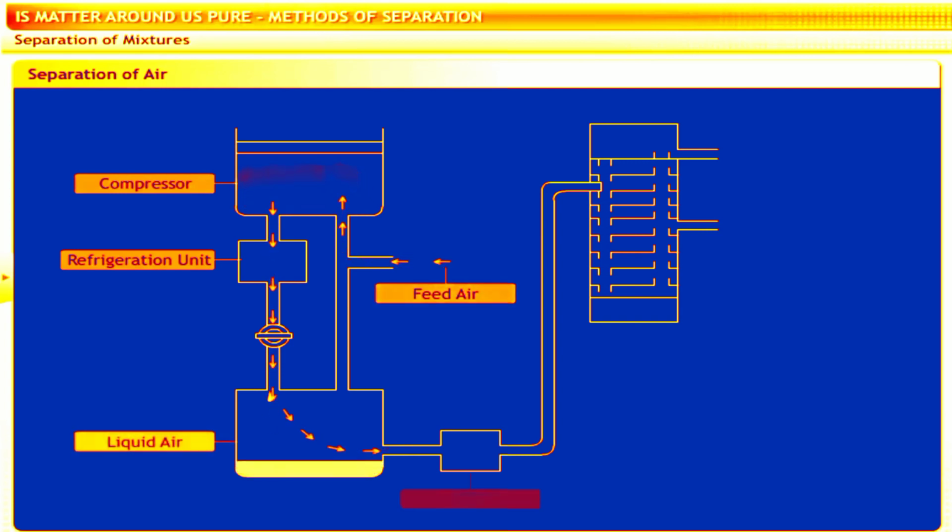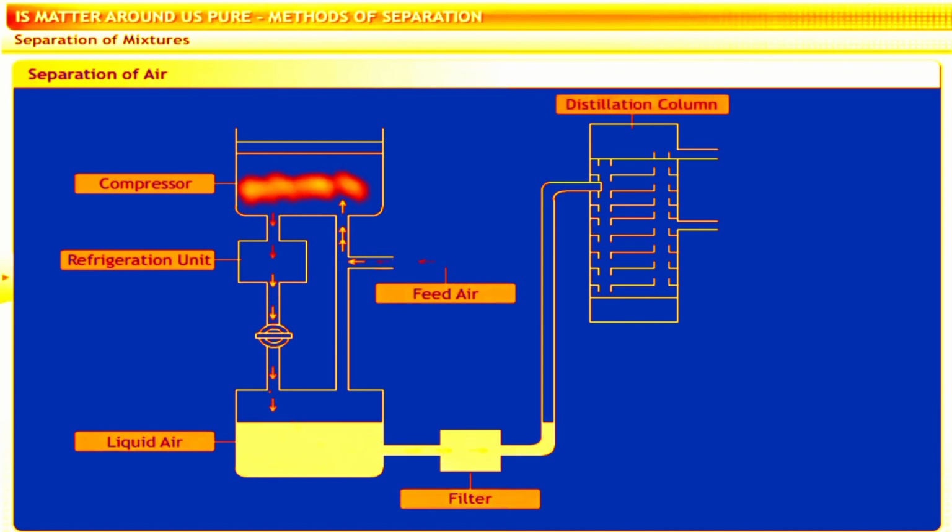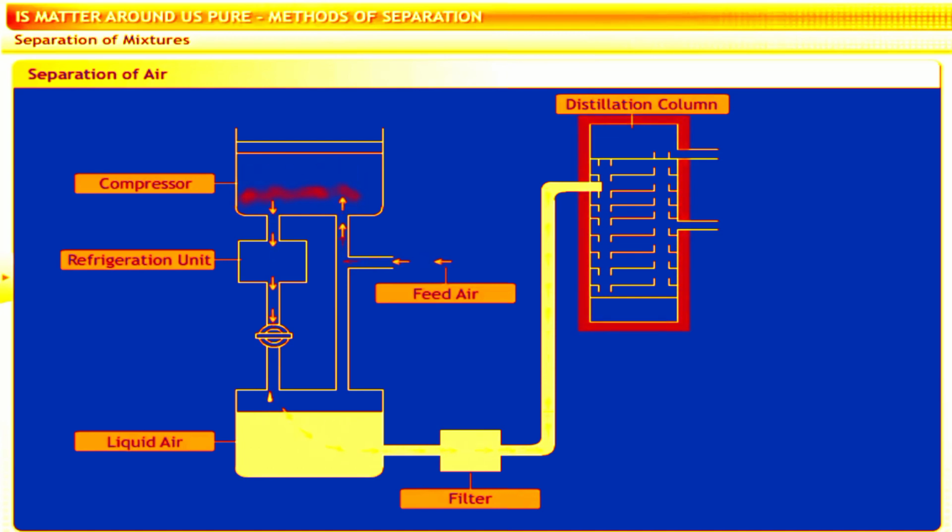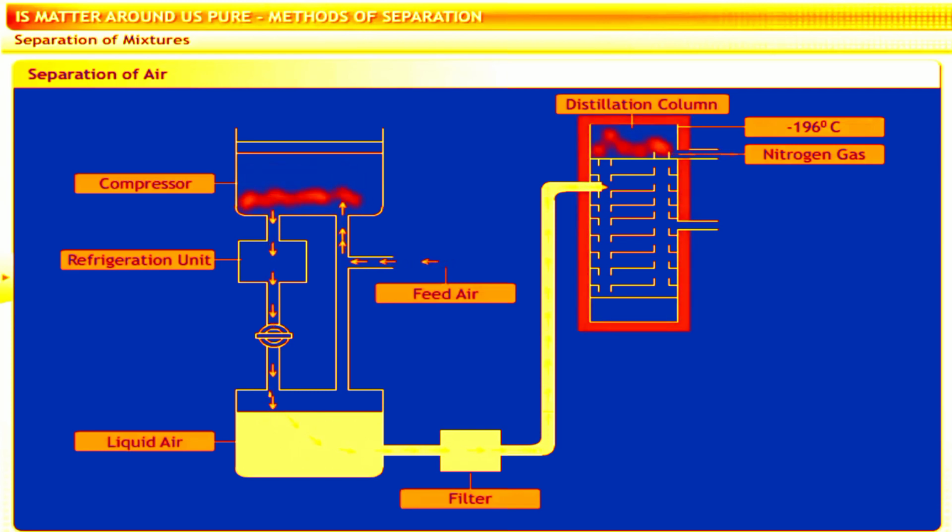The liquid air is passed through a filter to remove impurities and then fed into a tall fractional distillation column from near its base. The apparatus is warmed. On warming, liquid nitrogen boils off first to form nitrogen gas as it has the lowest boiling point of -196 degrees centigrade. This nitrogen gas collects at the top of the fractional distillation column.